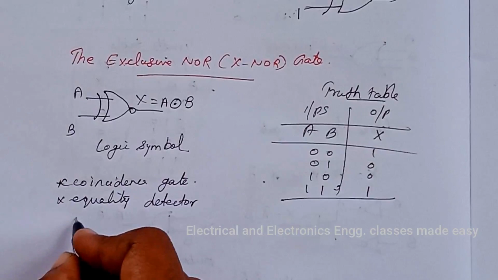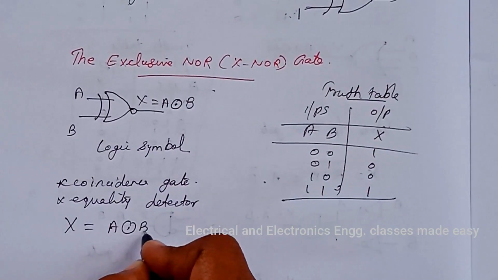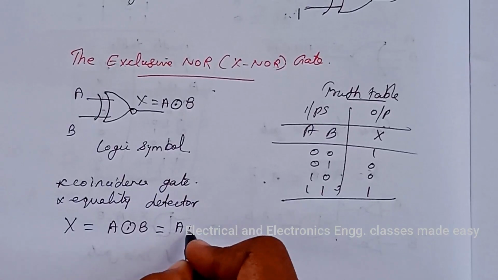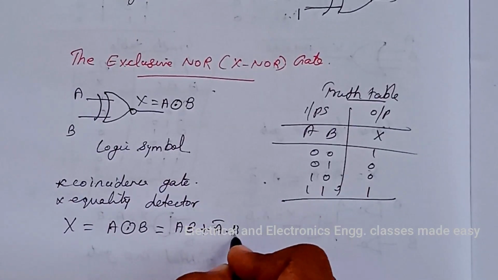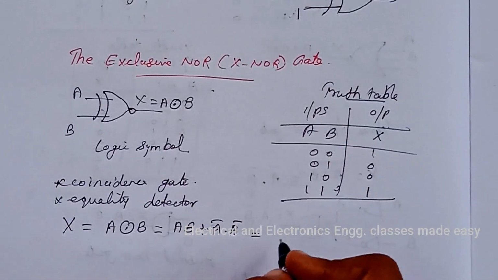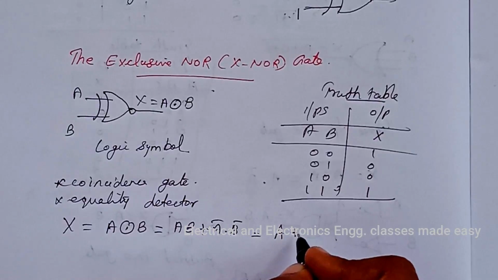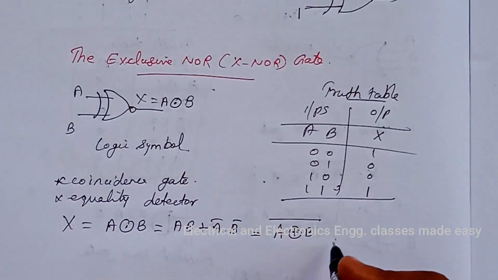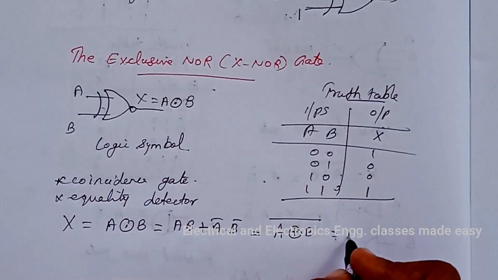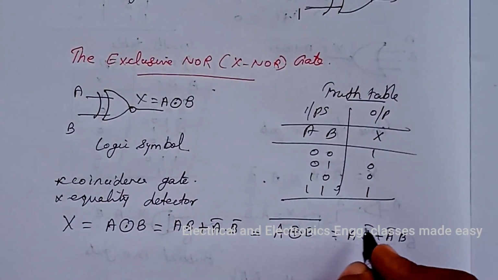The output can be written as X is equal to A XNOR B, and that is equal to A dot B plus A bar dot B bar, or we can write it like this: A XOR B the whole bar, or A B bar plus A bar B the whole bar.